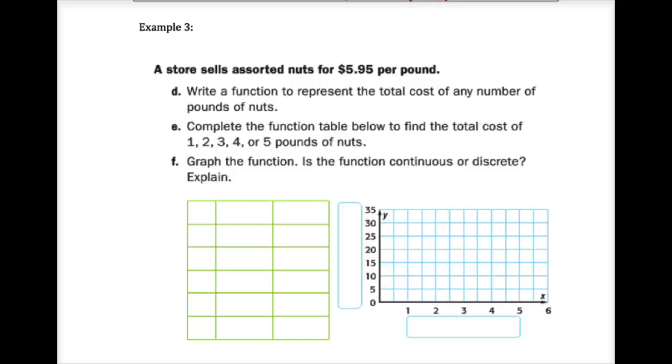That's a lot. What kind? They're assorted. Matthew, learn to read. Okay. That's a lot. Assorted nuts for $5.95 a pound.